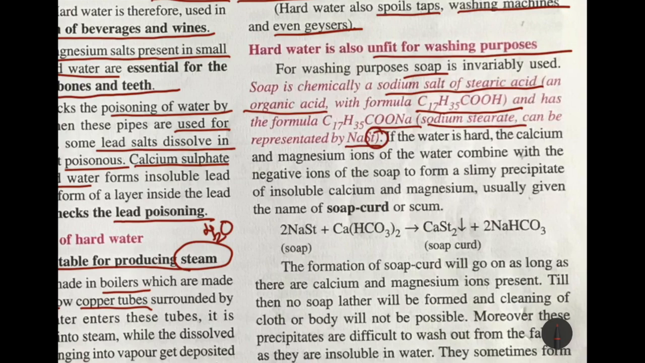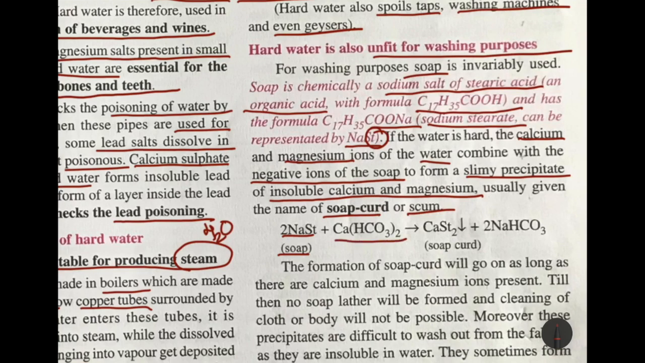St means stearate. Now, if we are using hard water, the calcium and magnesium ions of the water, you know, in hard water calcium and magnesium ions are present, dissolved there, will combine with the negative ions of the soap to form a slimy, slippery precipitate of insoluble calcium and magnesium. This is known as soap curd or scum. Here you can see from the soap we have sodium stearate and calcium bicarbonate of hard water. It forms soap curd, which is calcium stearate, and sodium bicarbonate is formed.